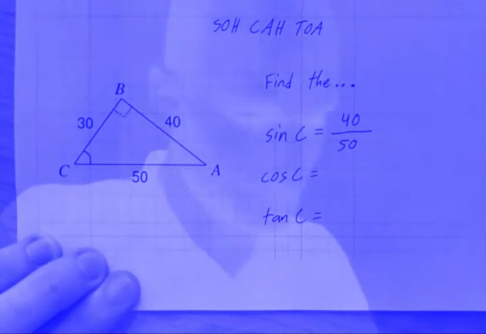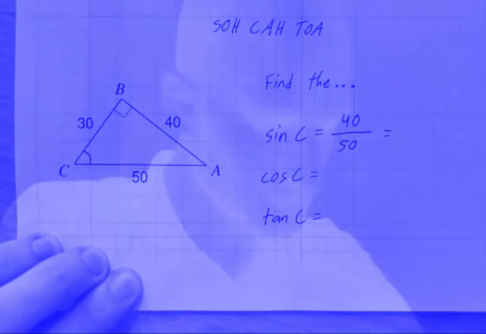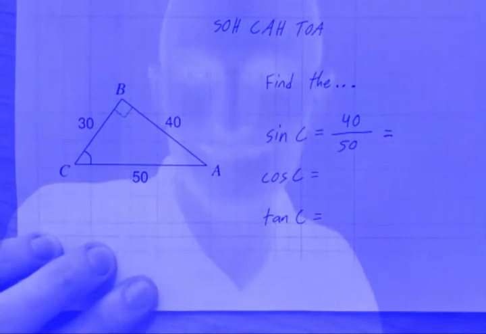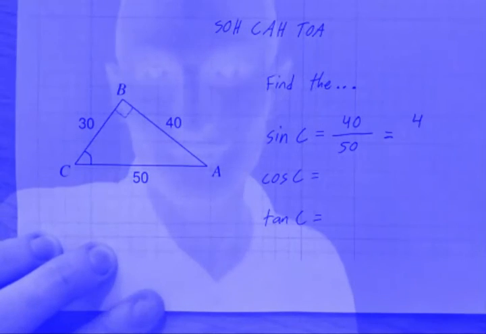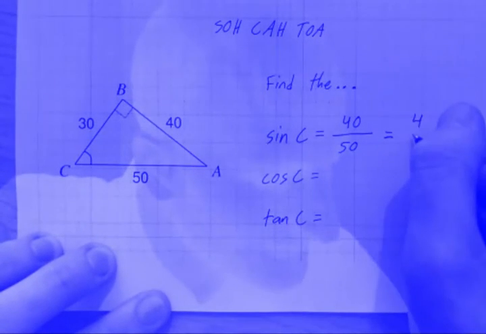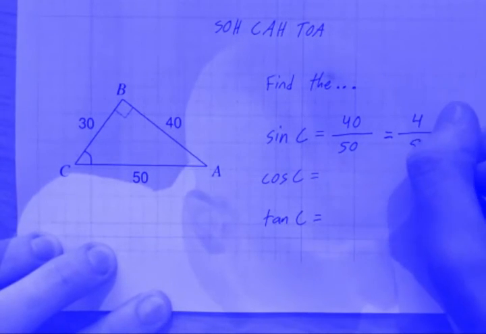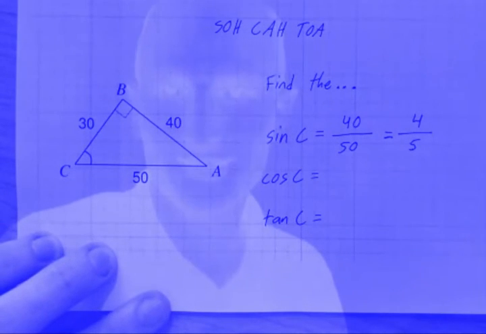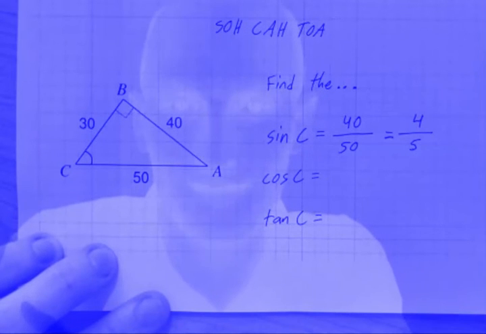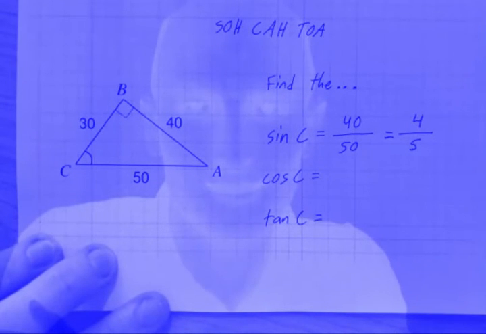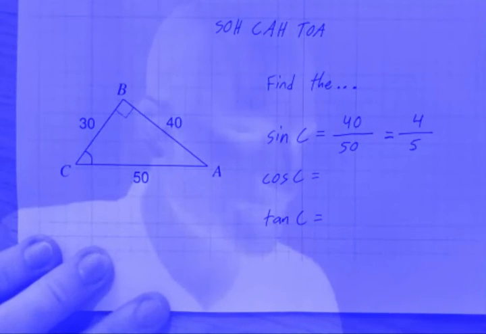Now we want to simplify. 40 divided by 50, we could divide both of these numbers by 10. 40 divided by 10 is 4. 50 divided by 10 is 5. And that is the answer to this for the sine of C. The sine of C is 4 over 5. Okay. All right, cosine of C.